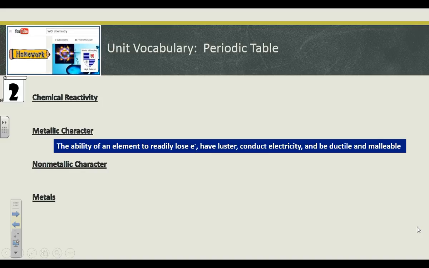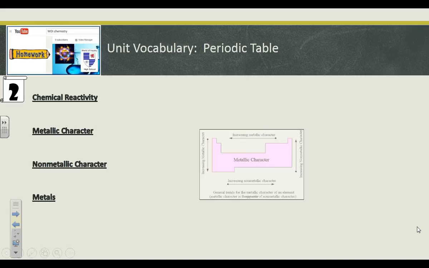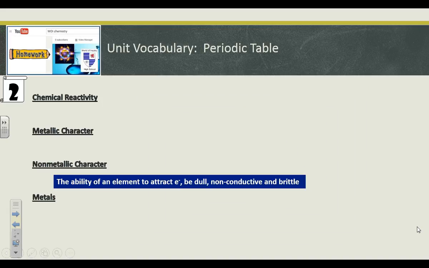Okay. Non-metallic character is the opposite. Same picture, but now we talk about the nonmetals. So the opposite of all of those particular traits would be, whoops, too fast, the ability of the element to attract electrons. He wants to gain electrons, not lose. He'll be dull instead of shiny. He will not conduct electricity at all whatsoever. And if he's solid, he will be brittle. Otherwise, he's gas. Okay, so that's my non-metallic character. Let's be not like a metal.